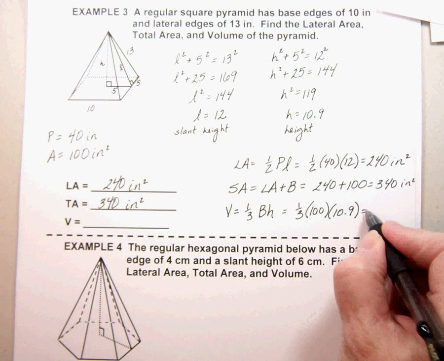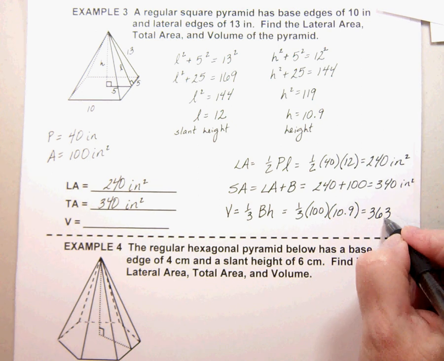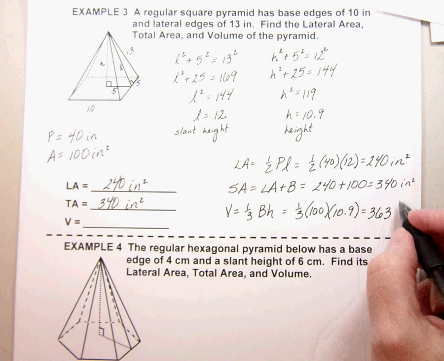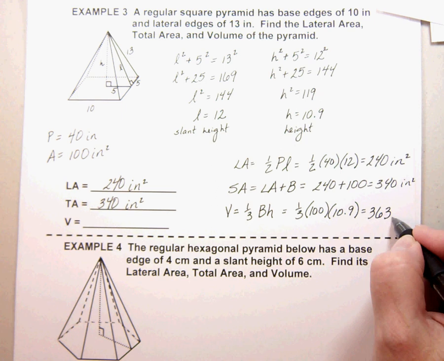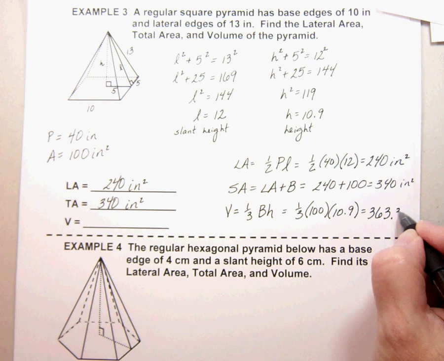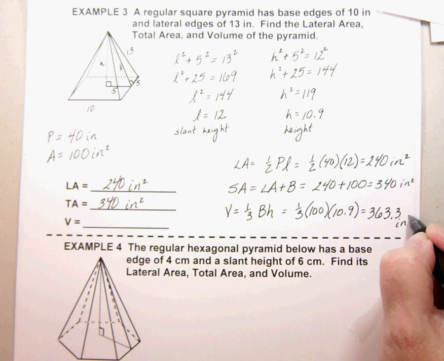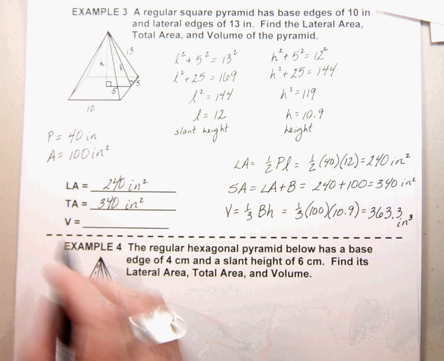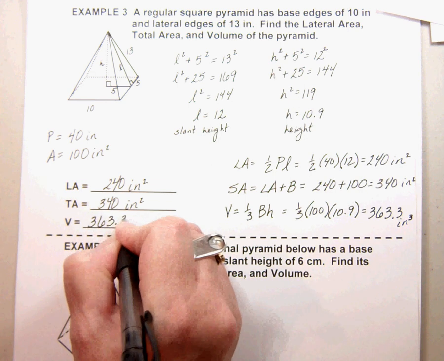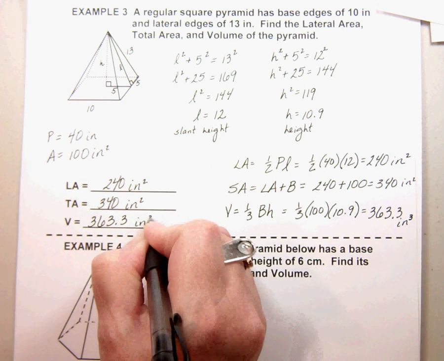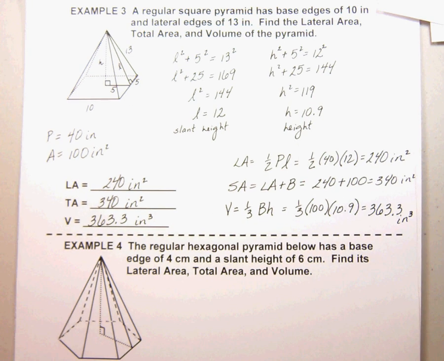My calculator is showing a repeating 3. I would like to talk about that. A repeating 3 means a third. So if we want to be really exact here, we would write 363 1/3. But I think since we want to keep them in uniform decimals, we'll just do decimals. There you go. Example 3.